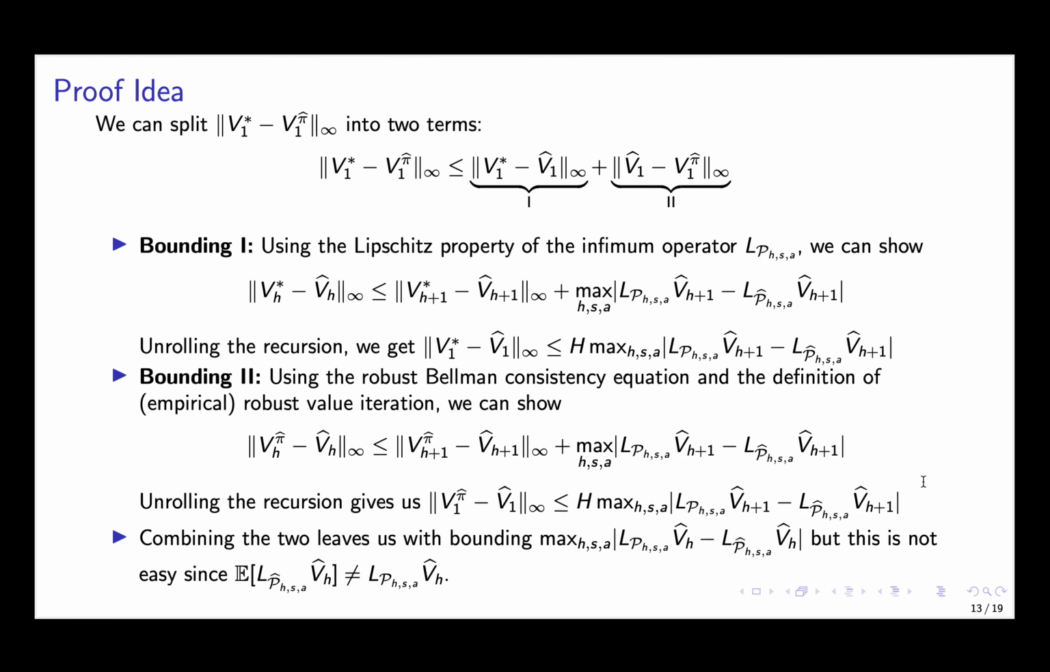I will now go through the proof idea briefly. We can split the suboptimality gap into two terms. To bound the first term, we use the Lipschitz property of the infimum operator L. We can show that the gap between the optimal robust value function and the output of RPVL at time h is upper bounded by this quantity at time h plus 1, and the error from approximating the uncertainty set P. Unrolling the recursion, we get that the first term is upper bounded by this quantity.